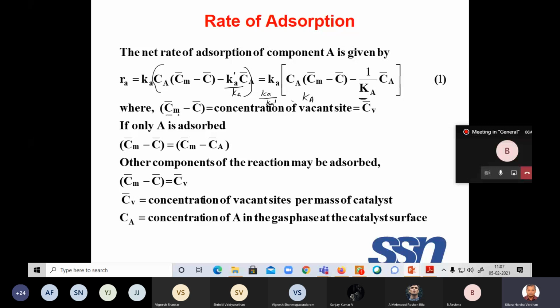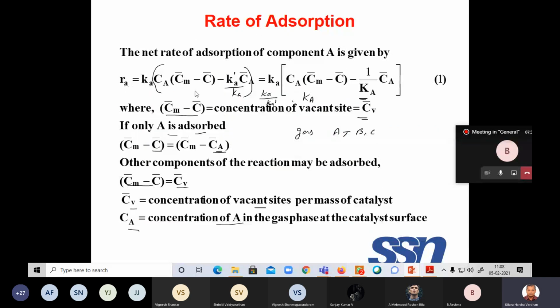Now here Cm minus C star is nothing but the vacant site. I can write that if only A is adsorbed. If a gas consists of only A, then you can write C as Ca. But if the gas consists of A, B, C, then you cannot write C as Ca, because C is a combination of Ca, Cb and Cc. So if only A is adsorbed, then C you can write as Ca. Then this particular thing can be written as Cv, that is the vacant site. So Cv is the concentration of the vacant site. Ca is the concentration of A in the gas phase.